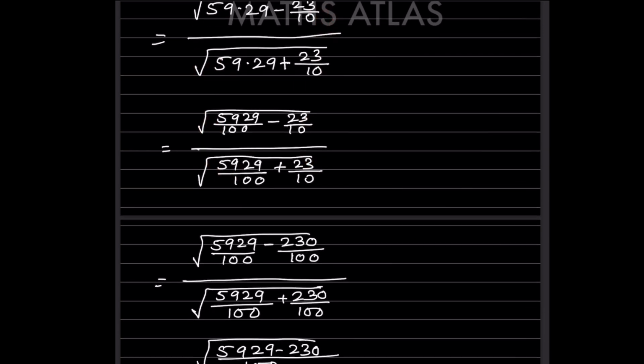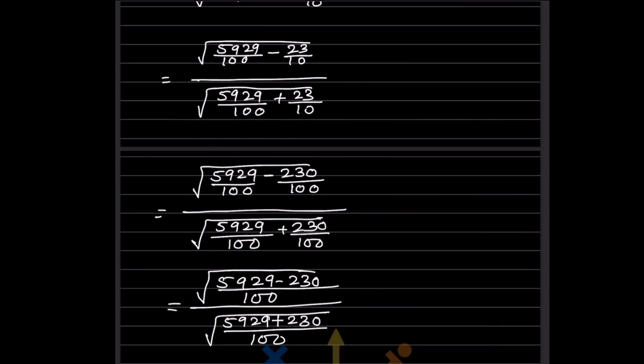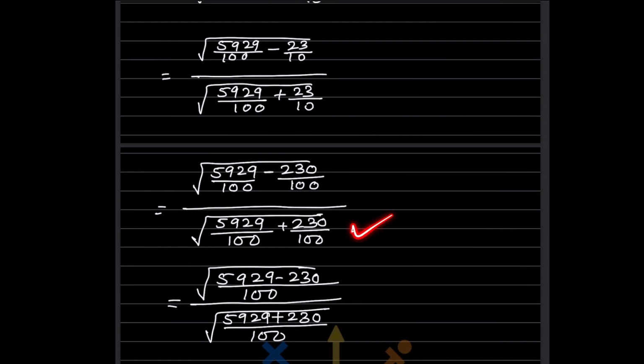Now we will take the LCM. The denominator is 100 and here it is just 10, so we multiply this by 10. 10 times 100, and this also is multiplied by 10, so it is going to be 230 divided by 100. Same for the denominator, which should be multiplied by 10 to make it 200. I think this step is clear to you.